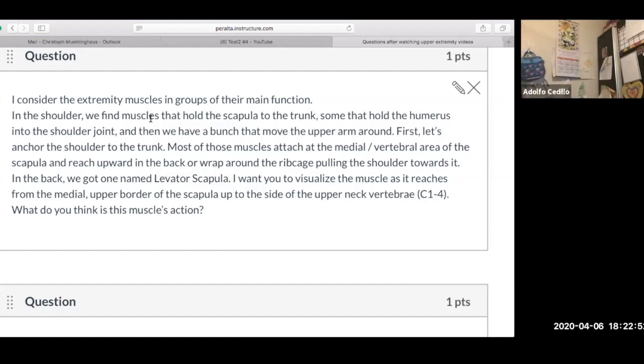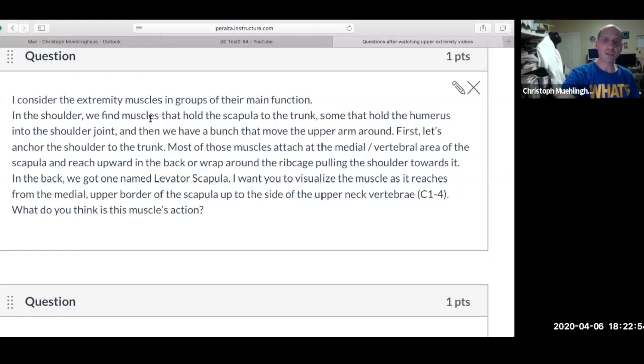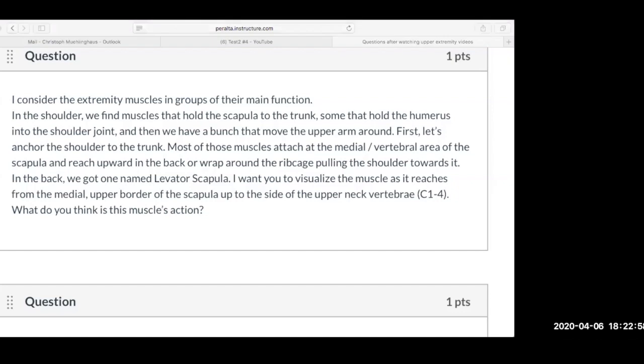What do you think is this muscle's action? Elevate the scapula.